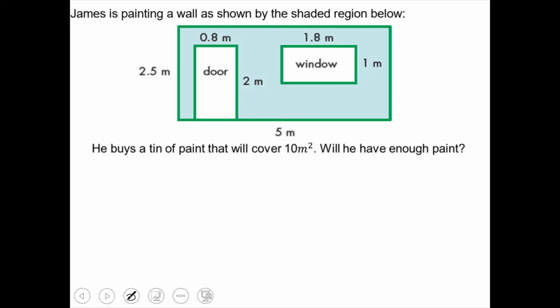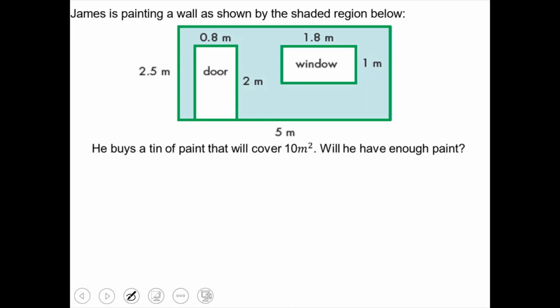This is a worded question which is slightly more difficult, but the key thing is you must remember how to read the question. So it says here, Jamie is painting a wall as shown by the shaded region below. The shaded region is just this wall in the background without the door and the window. He buys a tin of paint that would cover 10 meters squared. Will he have enough paint?